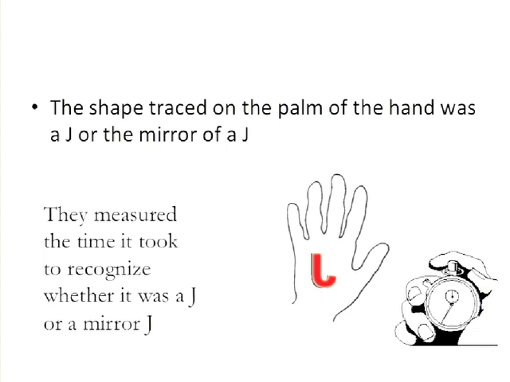Regular J. And what they do is they measure the time from when they've drawn it in the person's hand till when they figure out whether it's regular or mirrored. And that's the time that it takes for you to process this tactile shape in your hand.